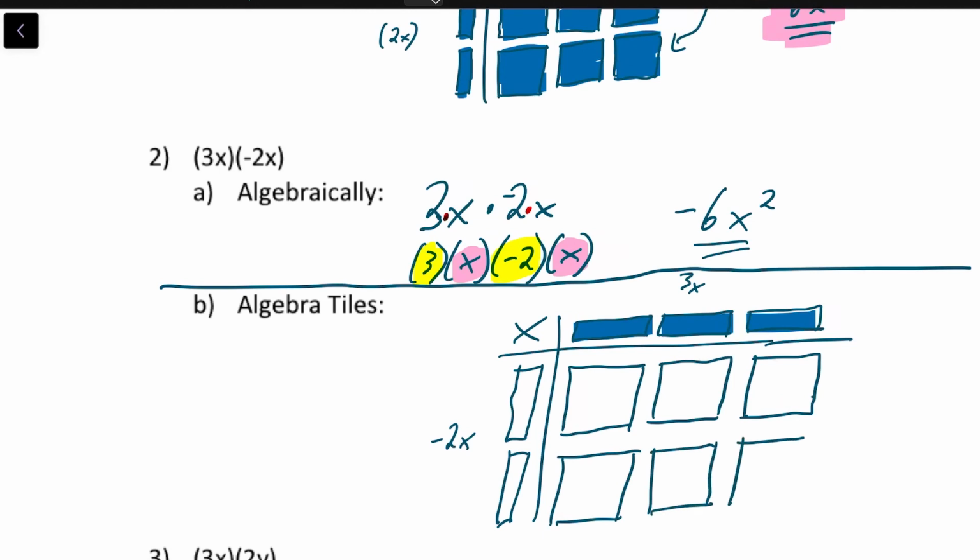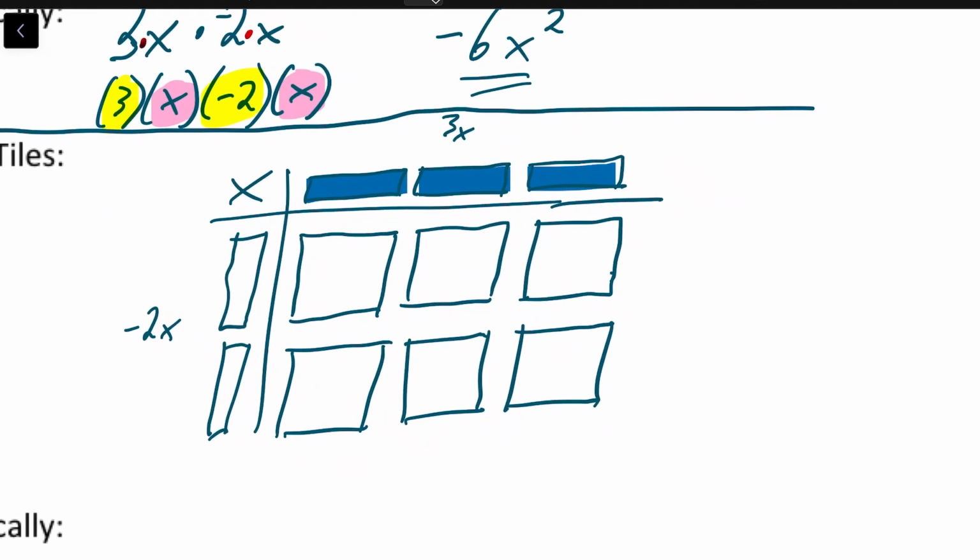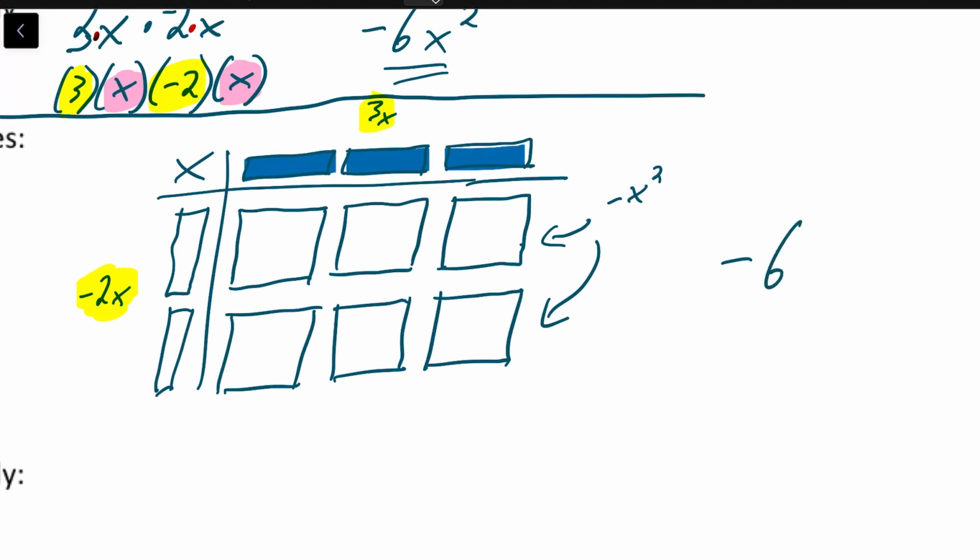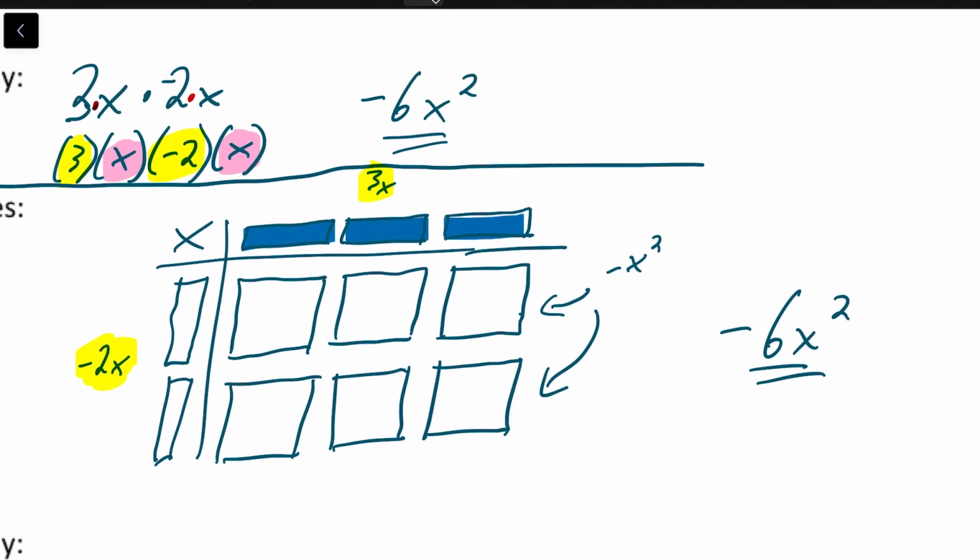Now, I'll ask you a question as I'm drawing this. Do you think I have to shade these tiles or no? Hopefully you're able to determine that no, I shouldn't be shading these tiles because I'm multiplying negative tiles by positive tiles, and when you multiply a negative and a positive, you always end up with a negative. So each of these tiles represents not positive x squared, but negative x squared, and I have 6 of them, so that gives me negative 6x squared as my final answer, just like I got algebraically at the top there. Good. Hopefully that made sense.